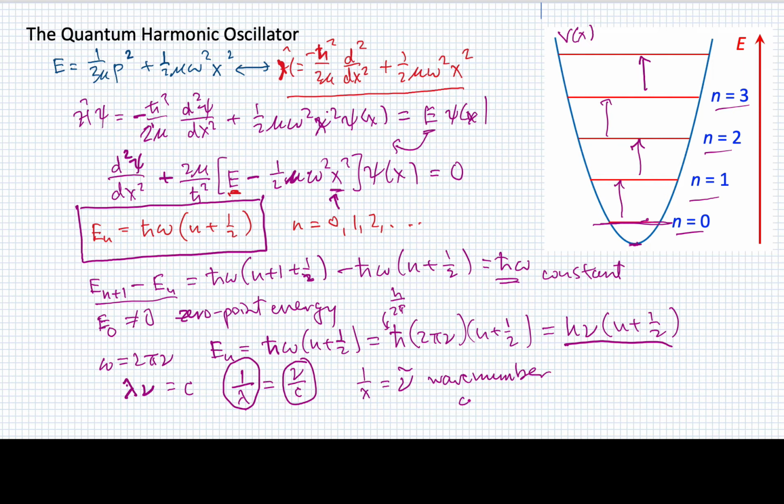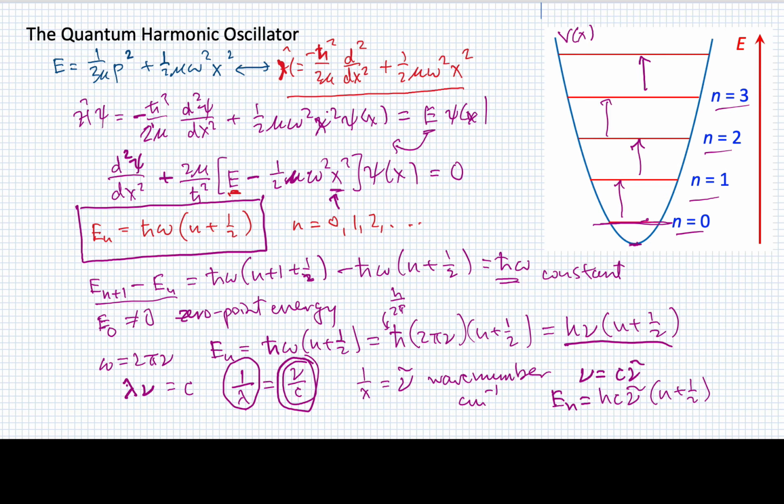It's typically reported in units of inverse centimeters, so you may be familiar with this from infrared spectroscopy. But this is what it's equal to. It's equal to nu over c. So in other words, nu is equal to c times the wave number. So that means I can take these energy levels for the harmonic oscillator and also write them in terms of hc nu tilde times n plus a half.